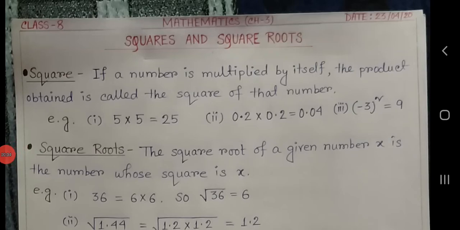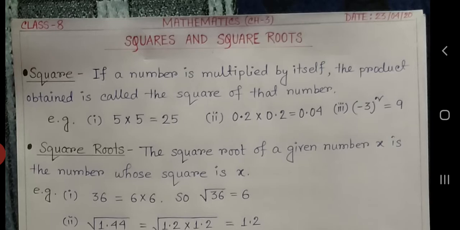In the previous classes, we discussed the exponential function. Today our topic is squares and square roots. So first coming to the point, what is square? If a number is multiplied by itself, the product obtained is called the square of that number.